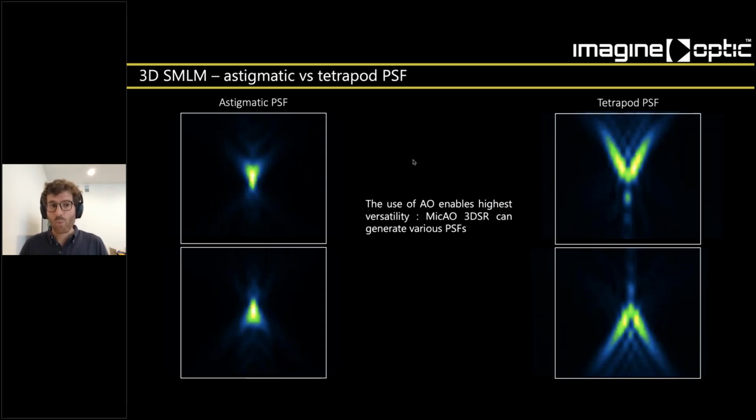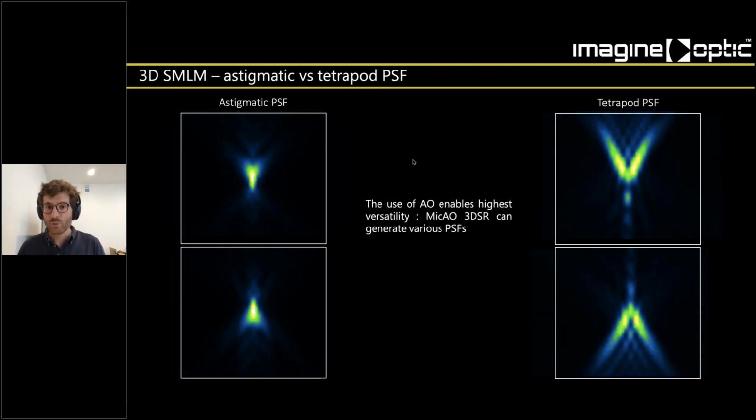Because one issue with an astigmatic PSF is that it basically spreads out too much after plus or minus 500 nanometers, depending on how much astigmatism you put, of course. And then you don't get enough signal to localize your PSF. For most applications, 1 micron for single molecule localization microscopy is way enough, but sometimes it's not.